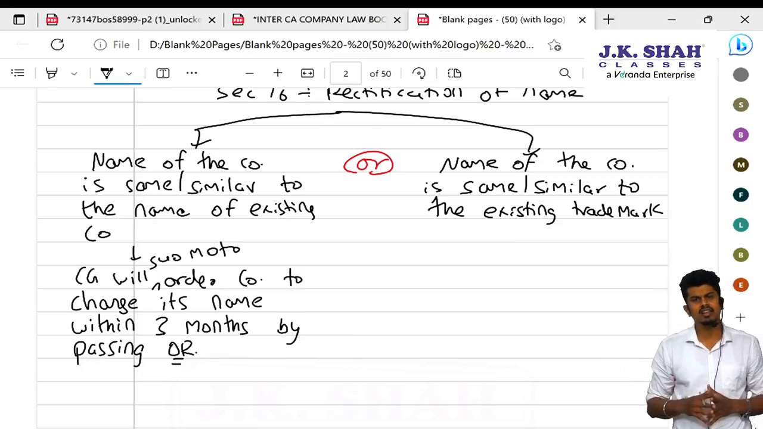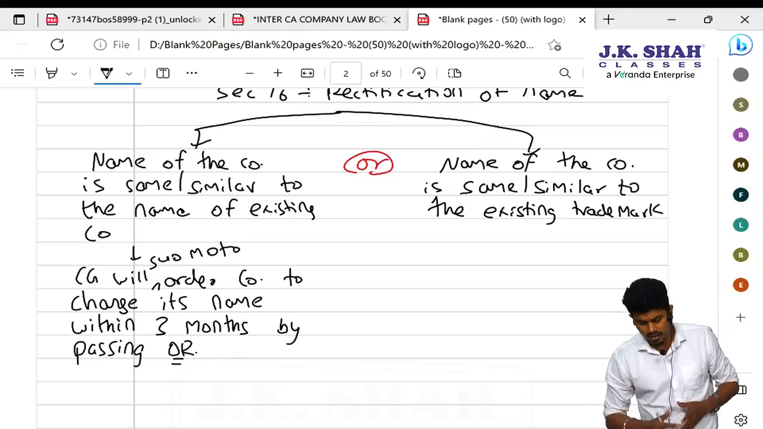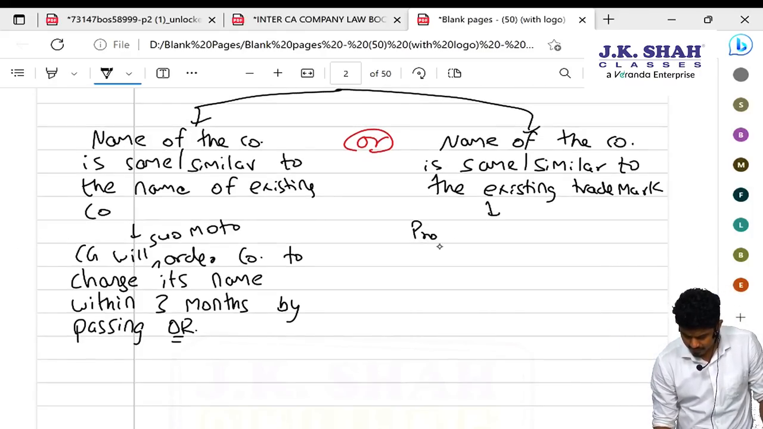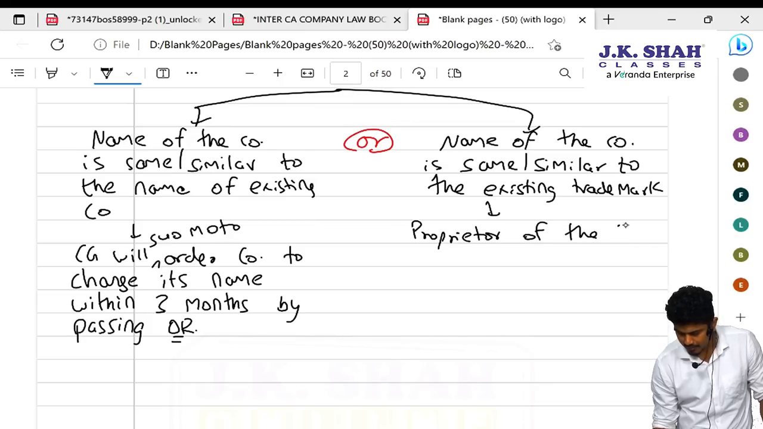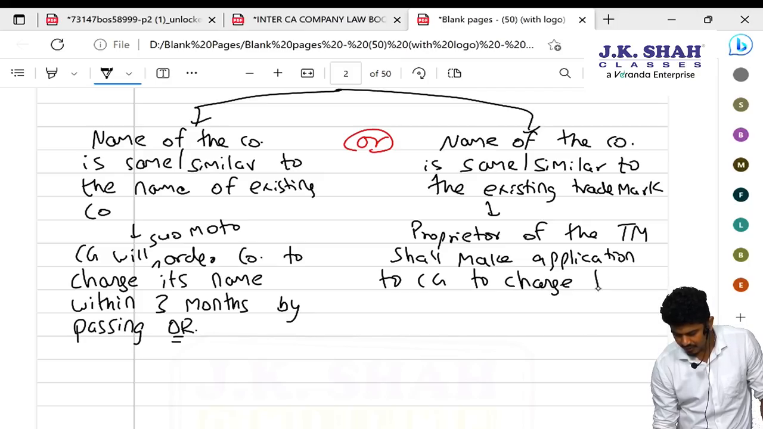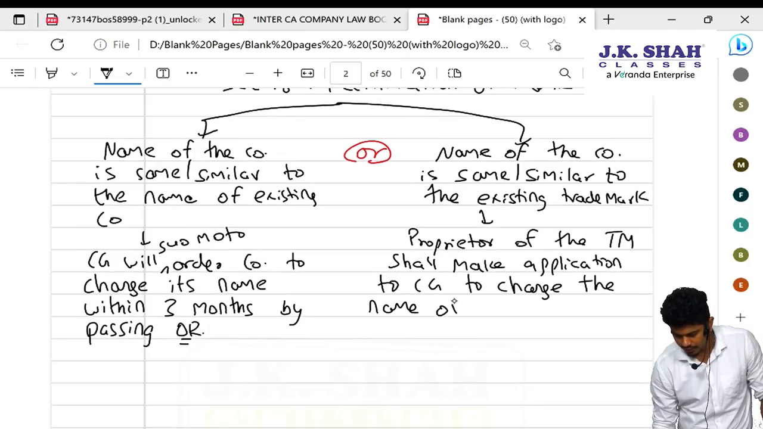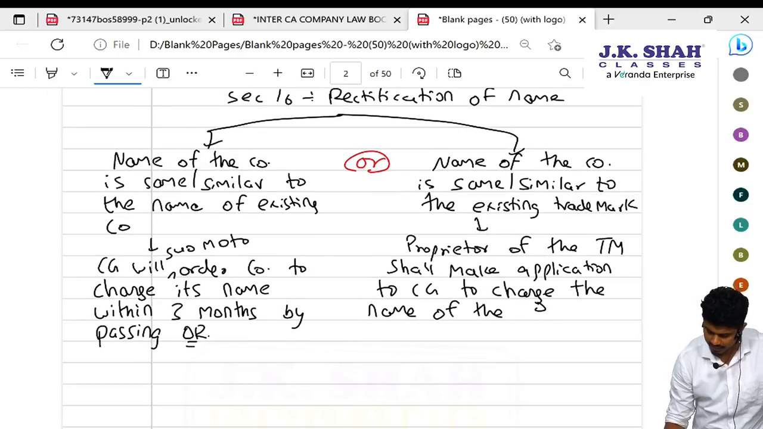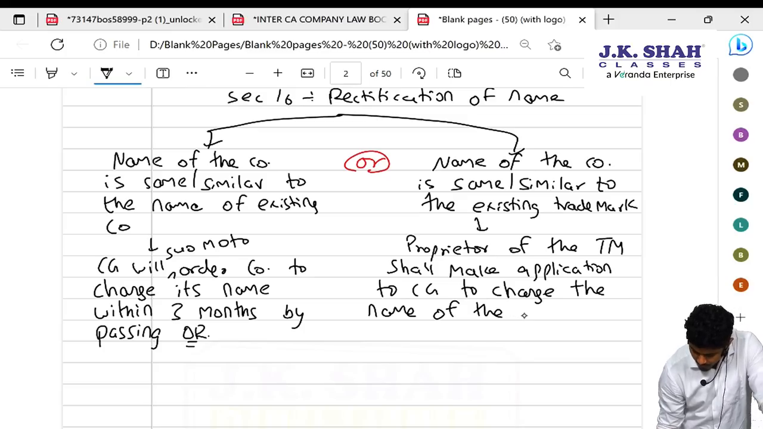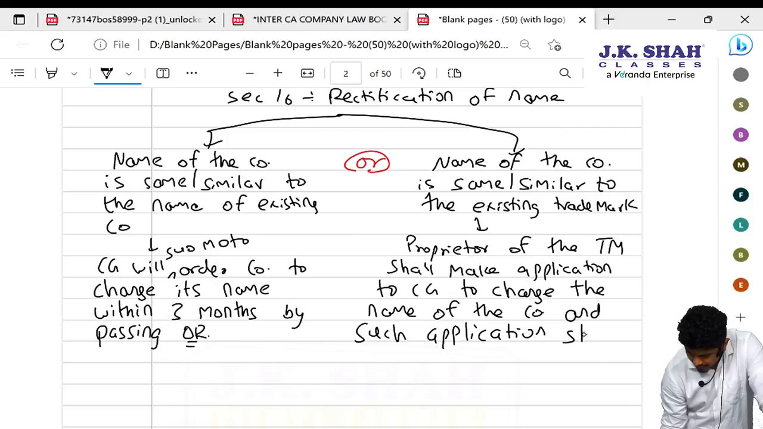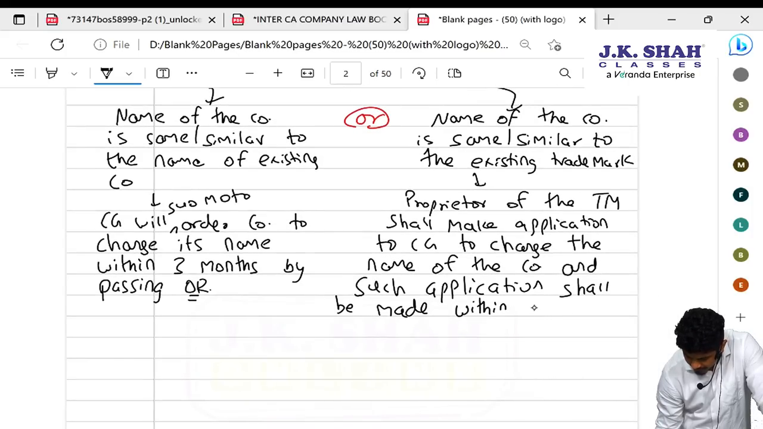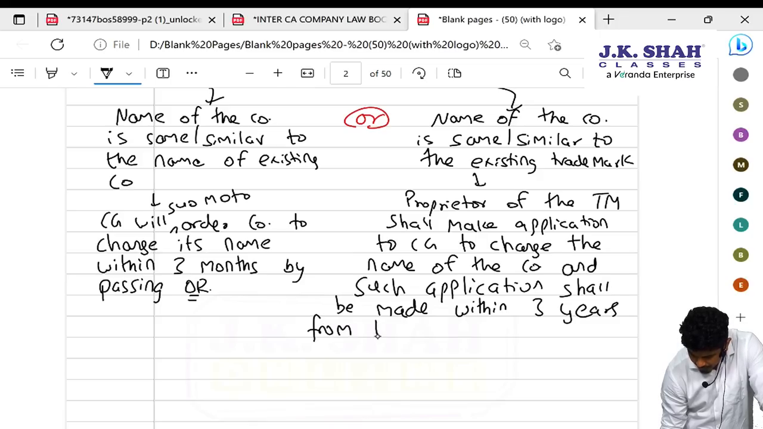And which resolution we have to pass? Ordinary resolution. On the other hand, if the name of my company is similar to the trademark of an existing company, then the registered proprietor, that is the proprietor of the trademark, shall make an application to central government to change the name of the company, and such application shall be made within 3 years from the incorporation of the company.